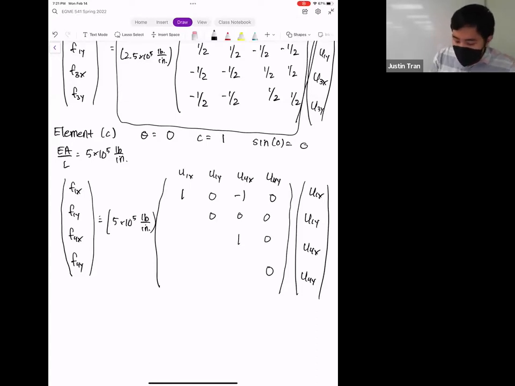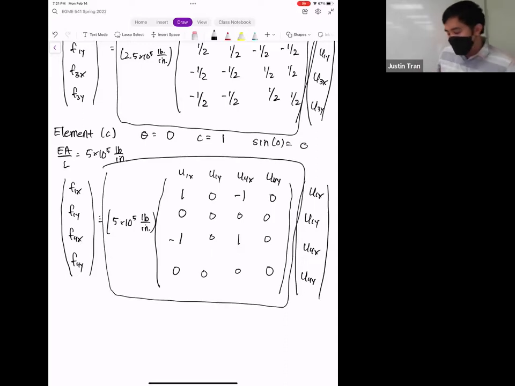Same thing I did before, let's take the rows and write them into the columns. And so we have 1, 0, -1, 0, 0, and then 0, just like that. And so that's the element stiffness matrix for element C.